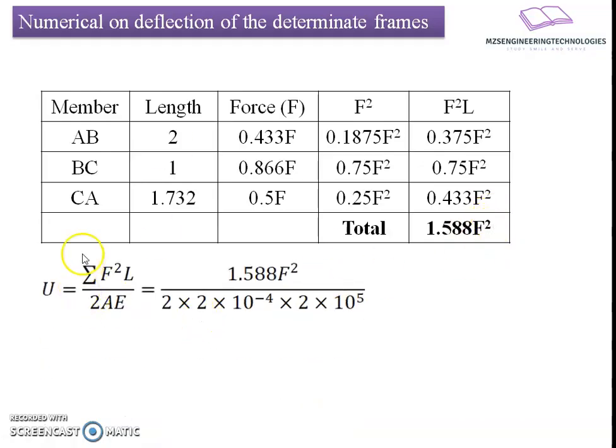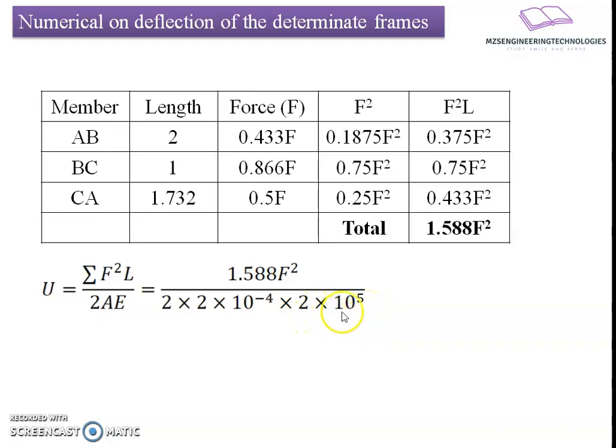We know from the strain energy concept that for members subjected to gradual loading in axial tension or compression, the total strain energy is the summation of F square L divided by 2AE. So I will substitute the value of summation of F square L for the entire system, which is 1.588 F square, over 2 into 10 raised to minus 4. This was given in meter square, so I have substituted the cross-section area of the member, and the E value given was 200 GPa, which I have converted into 2 into 10 raised to 5.